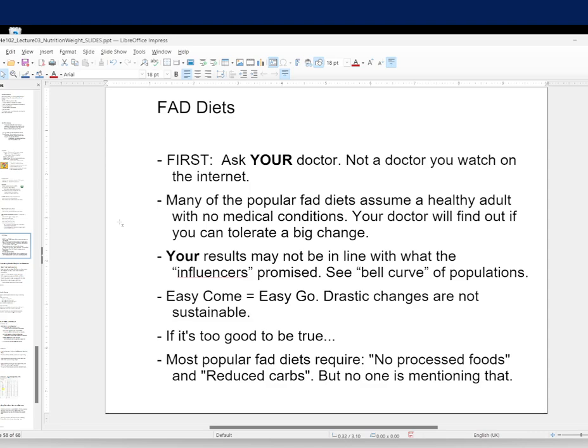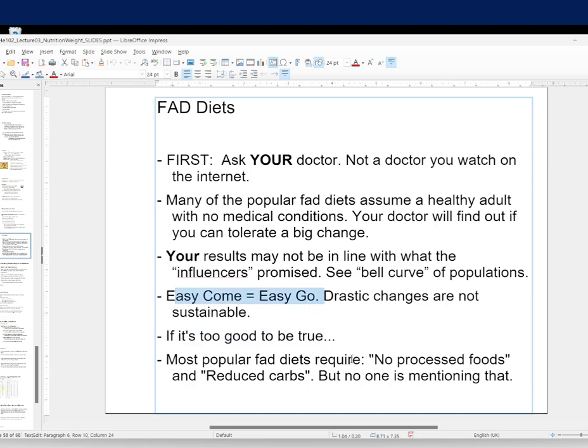Fad diets are all about the hype, and unless there's solid science research behind it, see Lecture 2 last week, then it could just be advertising, not actually science. If it's too good to be true, it's probably not true, because if it promises easy come, then it's easy go. And by the way, if you read the fine print, the details of whatever fad diet you're looking at, there's a good chance that one of the rules is no processed foods and reduce your carbohydrate intake. But I've been saying that already.